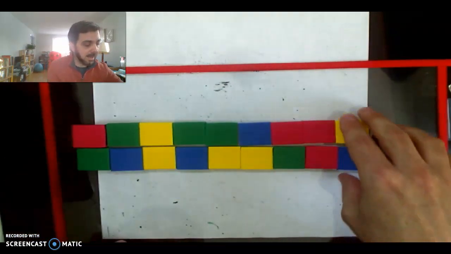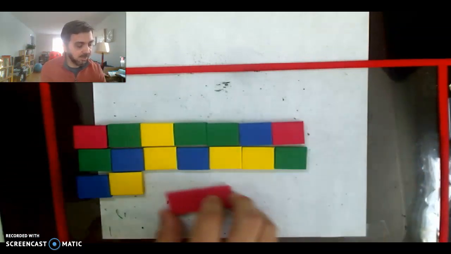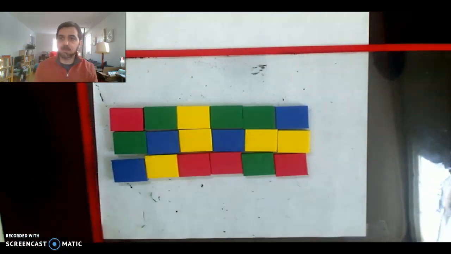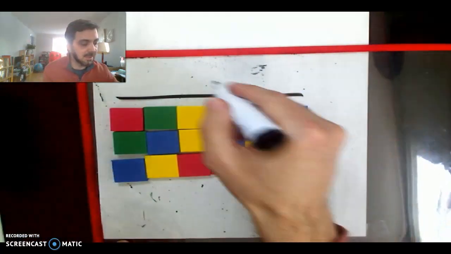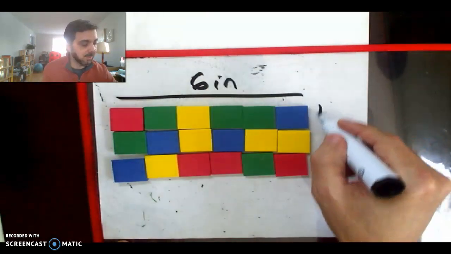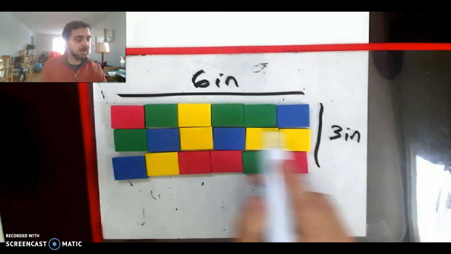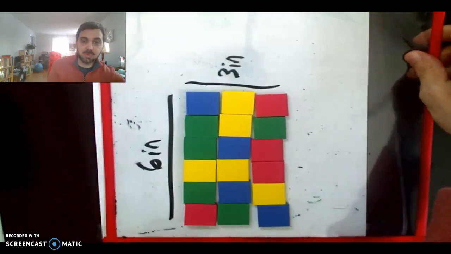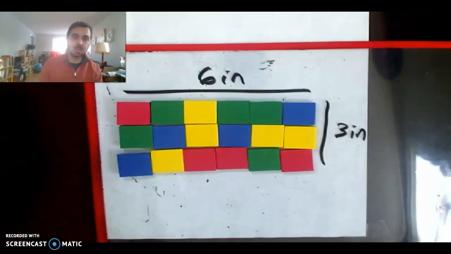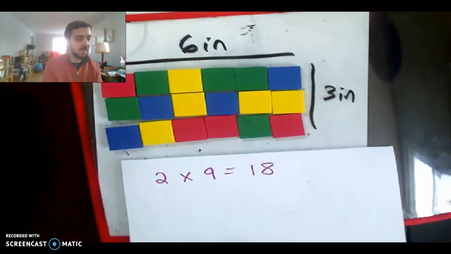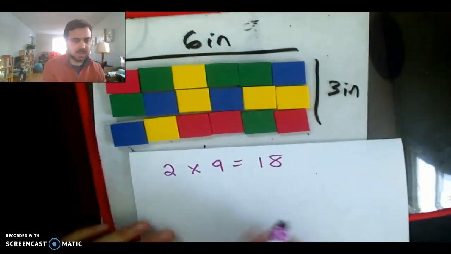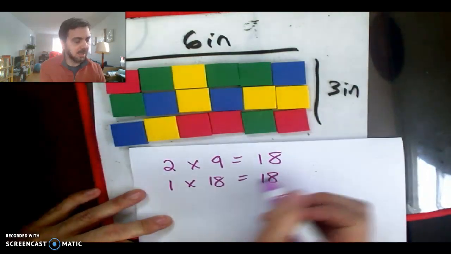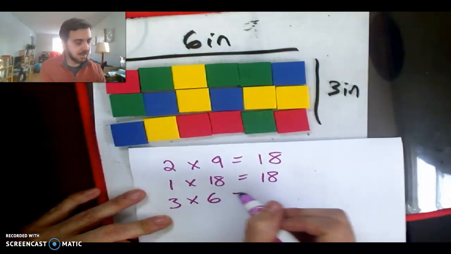And the only other one that I think you can make is with 3 rows, and it looks like this. In that scenario, you have a length of 6 inches and a width of 3 inches. You can see that 3 rows of 6, or if I rotate it this way, 6 rows of 3, equals 18. So let's record this. We know that 1 times 18 equals 18, and 3 times 6 equals 18.